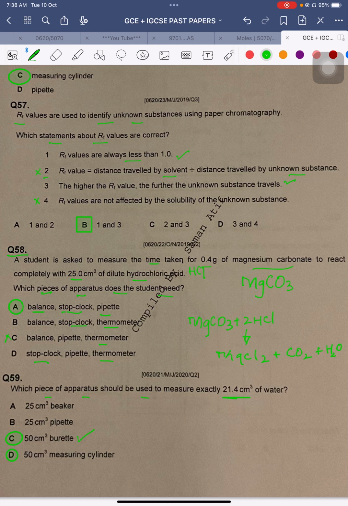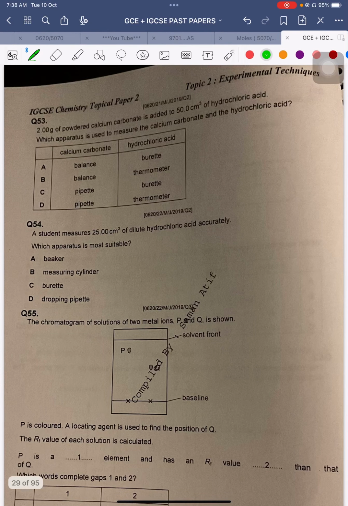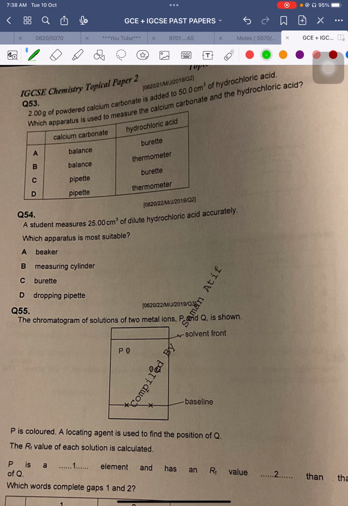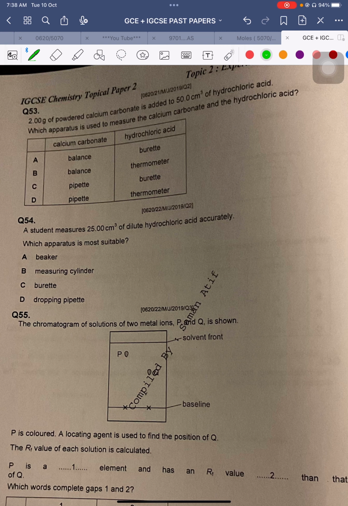Okay. So right now I am on the next page, and what is that question telling you? 2 gram of powdered calcium carbonate is added to 50 centimeter cube of hydrochloric acid. Which apparatus is used to measure the calcium carbonate and hydrochloric acid? Calcium carbonate will be measured by a balance, whereas the hydrochloric acid will be measured by a burette. So balance and burette is the right option A.